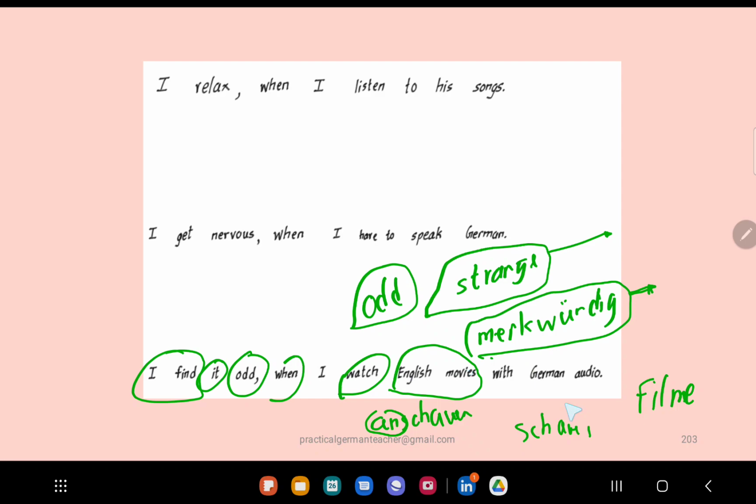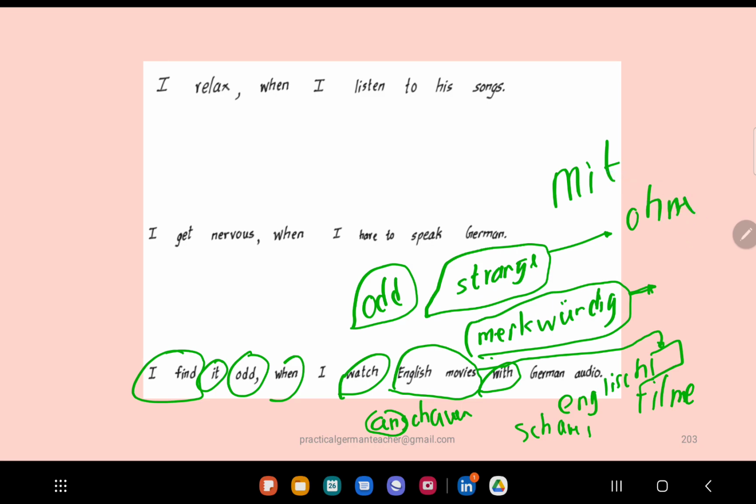Now you have to say English movies, so you will have to use the adjective English, but you will also need to know the ending, right? It is difficult. I have not provided you a trick to remember adjective endings with no articles, but I have given you how to derive adjective endings when there is an article. So instead of saying when I watch English movies, you can say something similar where there is an article. With: if you remember last time we learned mit and ohne. With mit it is dative, with ohne it is accusative. So you will say with.